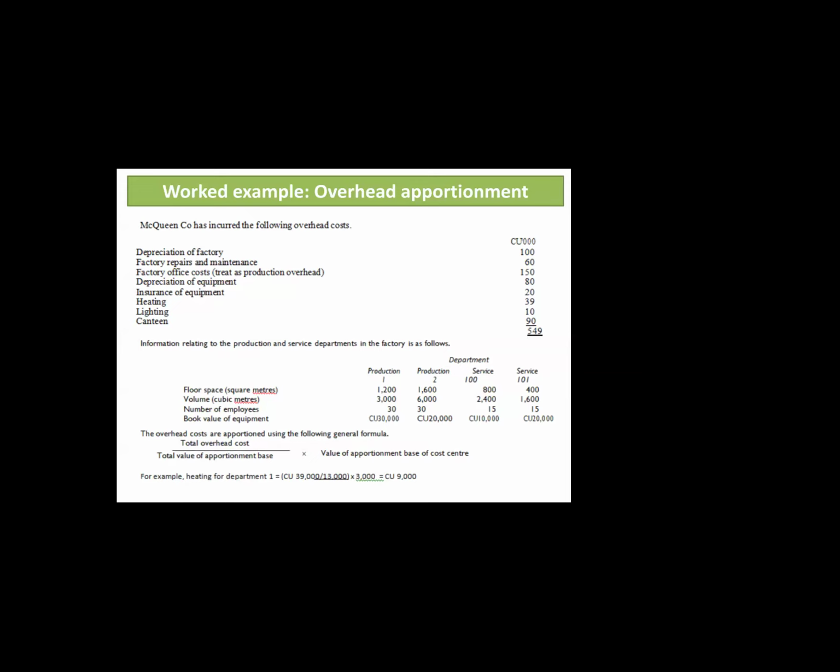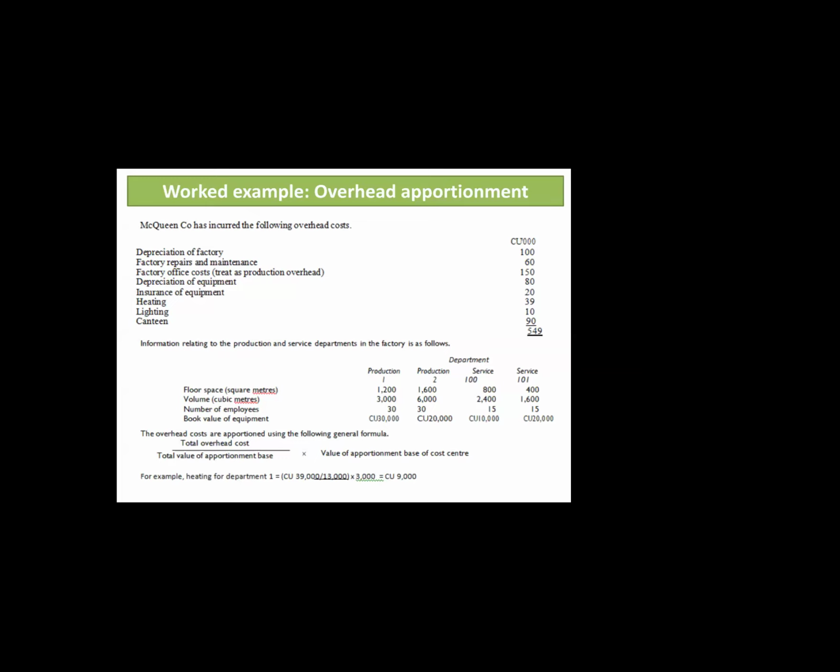So how will we segregate factory cost? For a factory we take rent based on floor area, right? So its cost would be allocated based on floor area. So depreciation of factory would be allocated based on floor space. So production 1 will get its portion of factory depreciation: 1 lakh divided by 4,000.